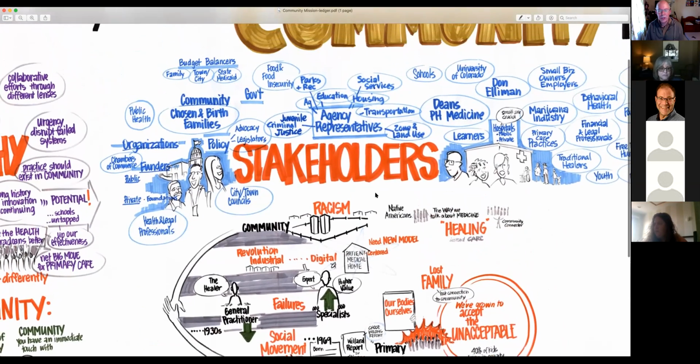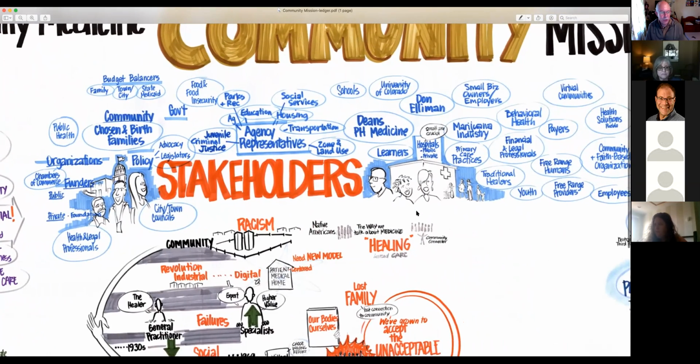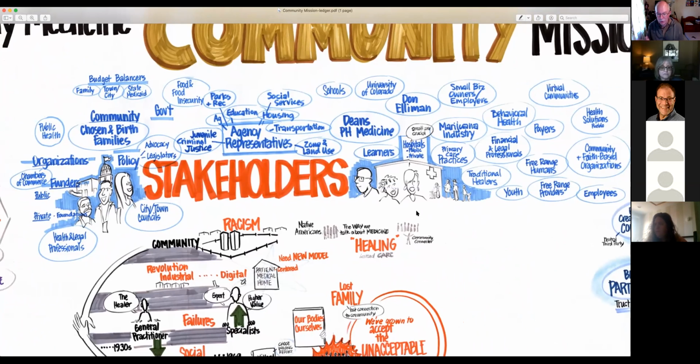Then we moved into this discussion about, well, who are the potential stakeholders? And I just have to say, for me personally, this was the most overwhelming part of the retreat, because as you can see here, I think pretty much everybody was listed at one point during the discussion as a potential stakeholder. And you'll see a little bit later how we narrowed that down. But everywhere from payers, people in academia, agency representatives, folks in community. I mean, this was a little overwhelming. Hospitals, learners, schools, the list goes on and on.